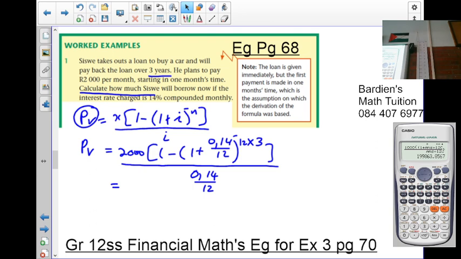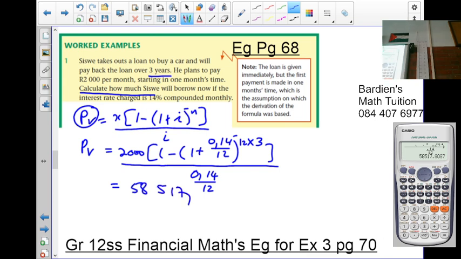Okay, so that's going to give you 2,000 into 1 minus 1 plus 0,14 over 12 to the exponent negative 12 times 3, and that is all over 0,14 over 12. That gives me an answer of 58,517 Rand and 81 cents. Okay.